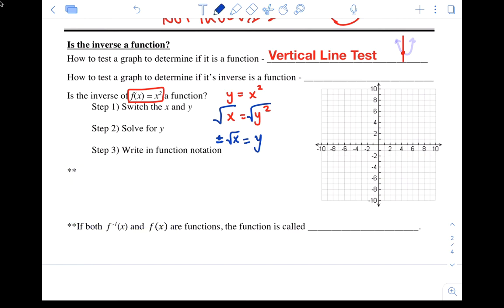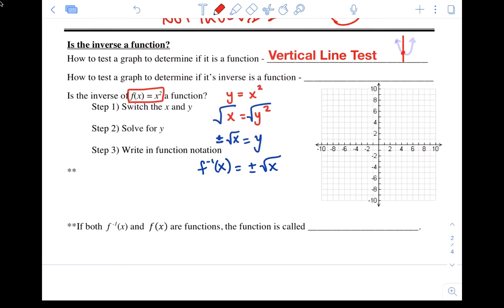Okay? So, what do we got? The inverse function, let's write that in the appropriate notation, f to the negative 1 of x is plus and minus the square root of x. Let me make sure this makes sense.